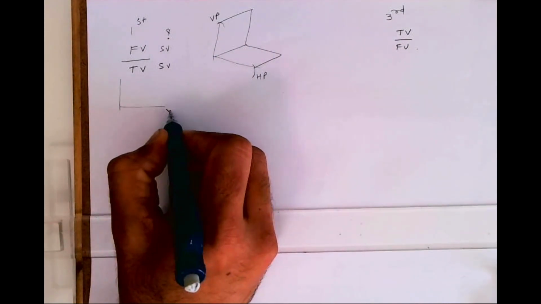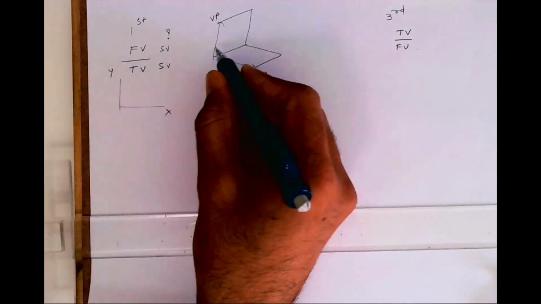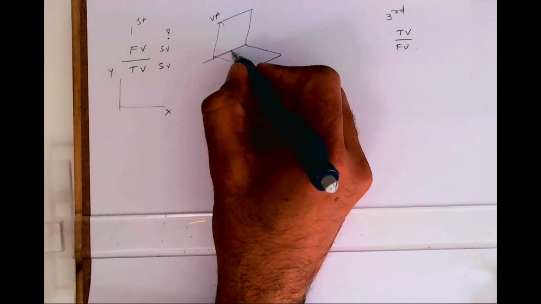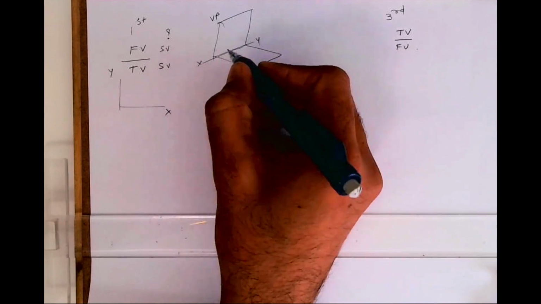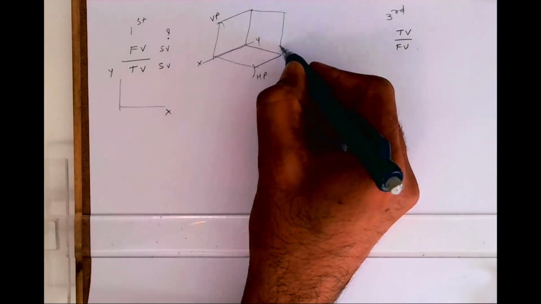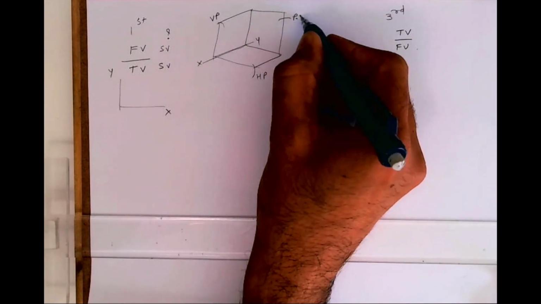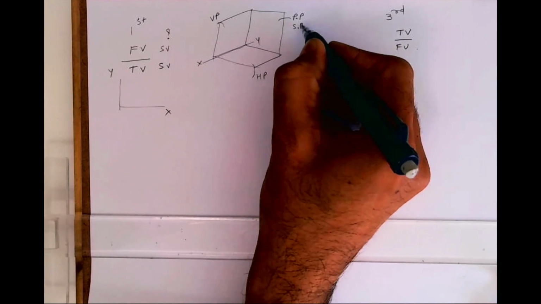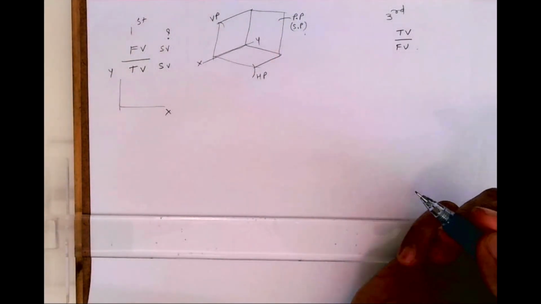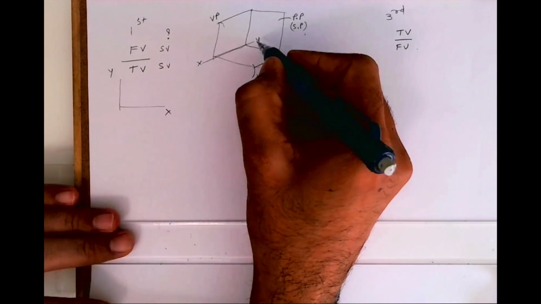So all of you know about this X and Y first quadrant. So it is that only. This is the intersection of HP and VP. And this is profile plane, side plane. Now we'll keep an object over here.